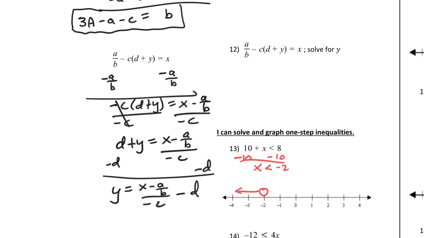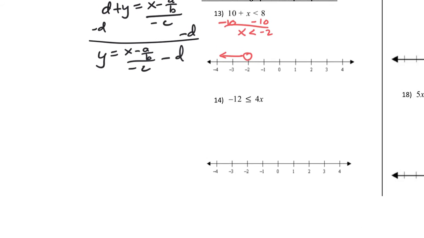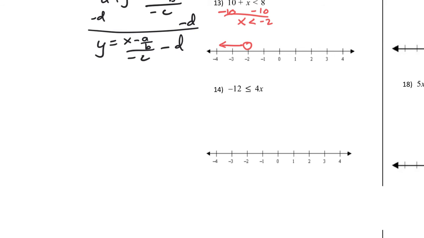There it is. For this one, you just got to divide by 4, right? That's easy. And that would be negative 3 is less than or equal to x. So we have negative 3, which is colored in because we have that extra line right there, and x is bigger than negative 3. Done. Just like that.